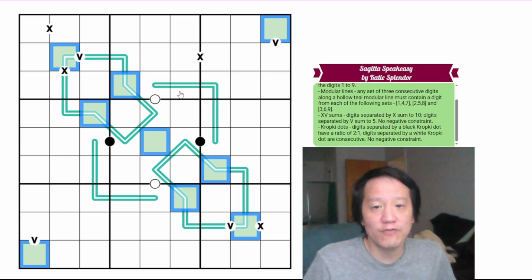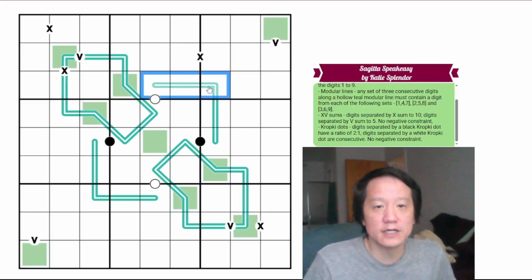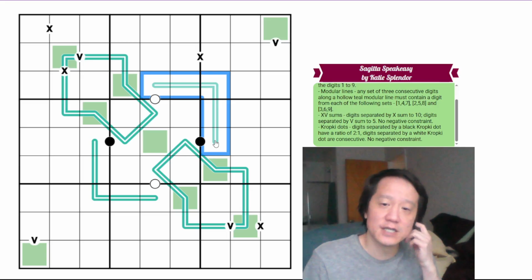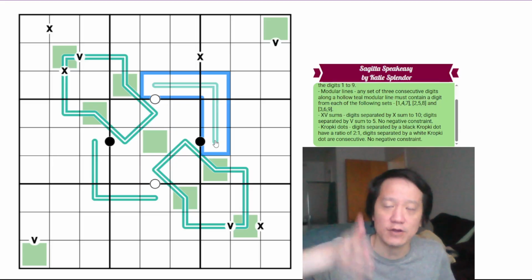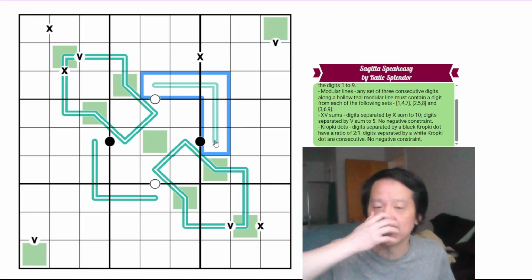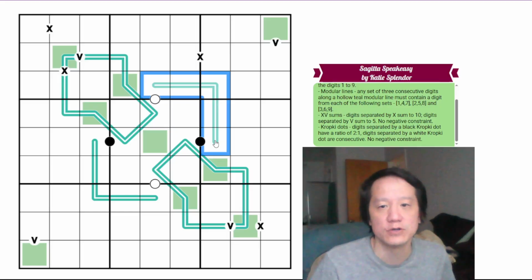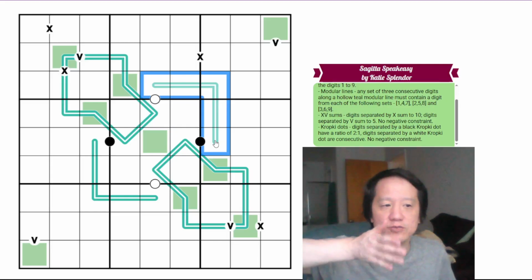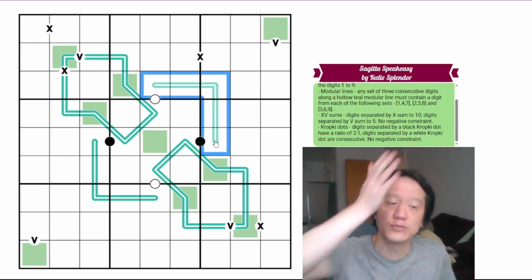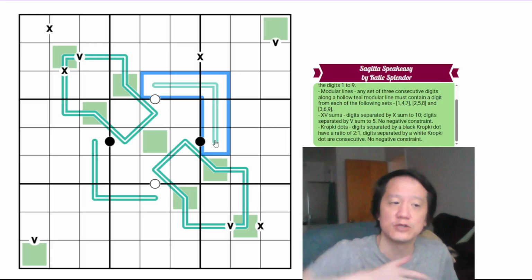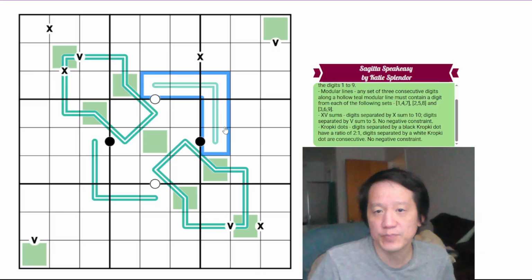We also have modular lines, where any set of 3 digits along hollow teal modular lines must contain a digit from each of the following sets: 147, which are the digits on the left side of your numeric keyboard, 258, which are the digits in the center column of your numeric keyboard, and 369, which are the digits on the right side of your numeric keyboard.